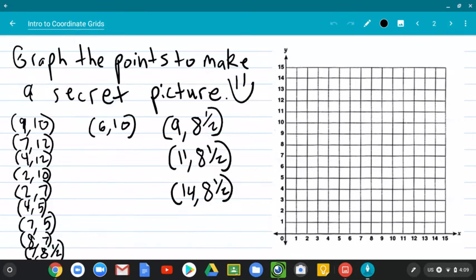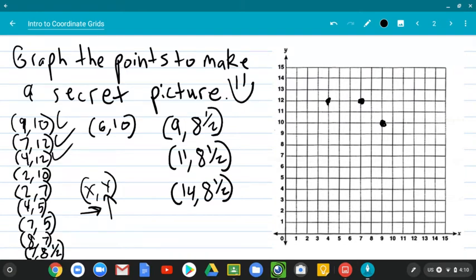All right. Next thing we're going to do is make a picture. So graph the points to make a secret picture. If you want to do this on your own, you totally can, but you can also watch me and maybe make a prediction on what the picture should be. So remember, we're going to go across and then up, X and then Y. So first point is (9, 10). It's kind of hard to eyeball sometimes, but there's that point. Across 7, up 12. Next one, I'm going to do a little check mark so I know I'm done with those. And (4, 12). Okay, same Y point.